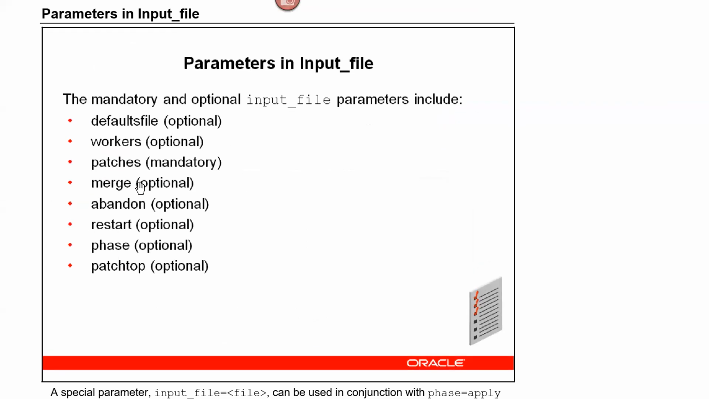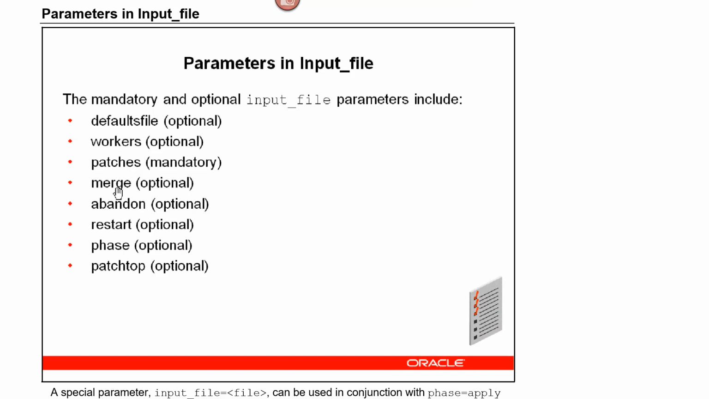So the parameters, see, learning any command is very simple, but your real experience comes up when you understand these parameters, because you do not know which parameter may be used in which situation, especially when you're doing a bigger upgrade from 12.1.3 to 12.2 or 12.2 to 12.2.10. So having knowledge about these parameters, default file, workers, patches, merge, abandon, restart, phase, patch top, right? Workers is how many workers you want to use, like 10 workers, depending upon how many CPUs you have. Patches, what are the patches you want to apply?